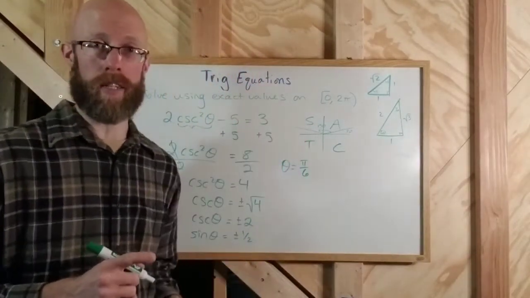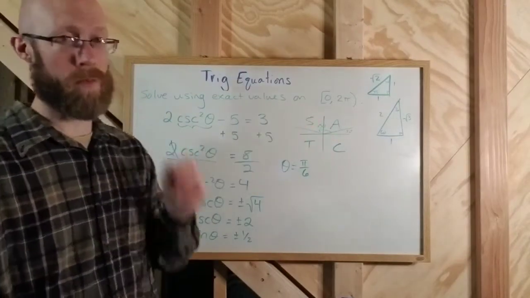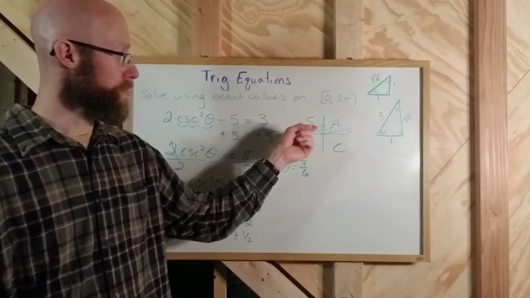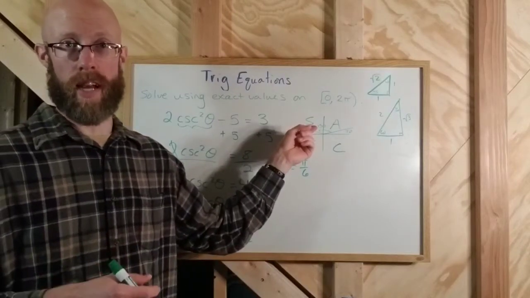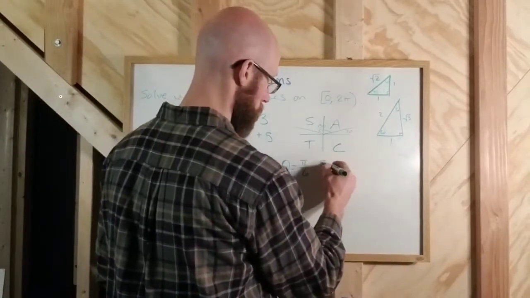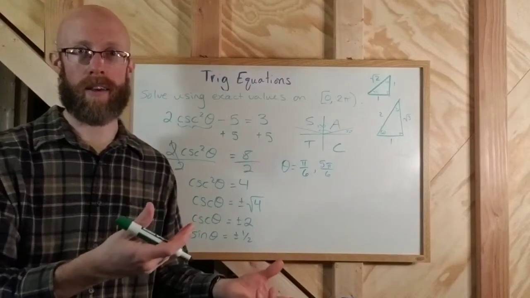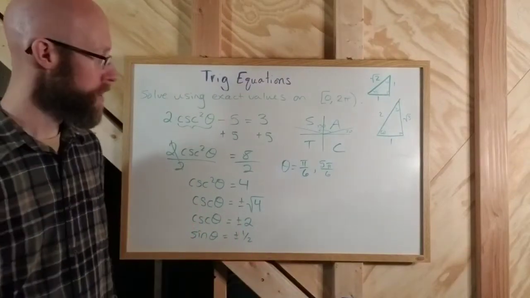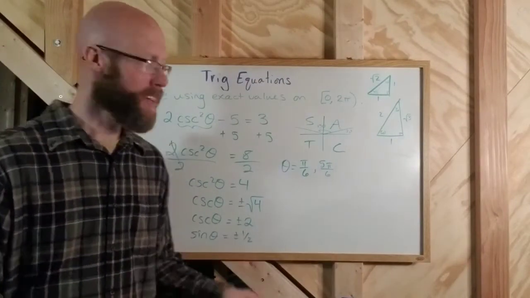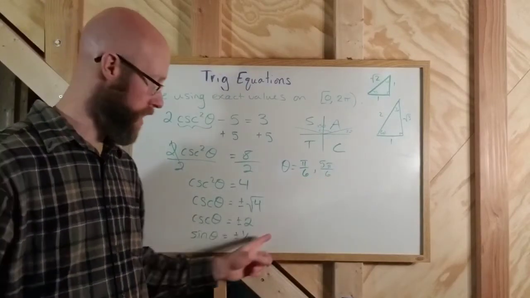What's 150 in radians? Well, think about every 30 degrees is a pi over 6. This would be 5 of them, right? 5 30-degree angles. So it's 5 pi over 6. It's also 1/6 less than a pi, right? 1/6 less than 6/6 is 5/6. Okay. So those are the two that correspond to the positive 1/2 value.